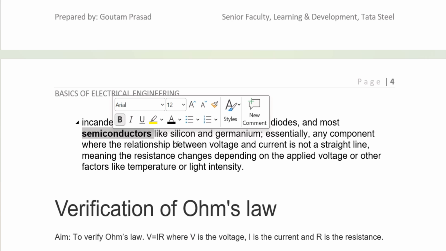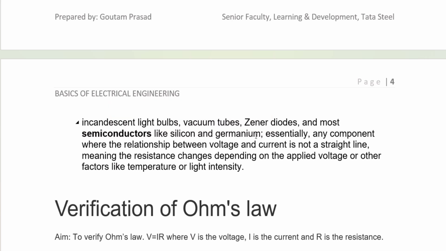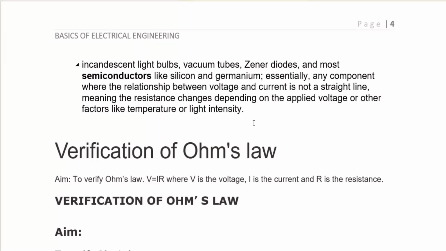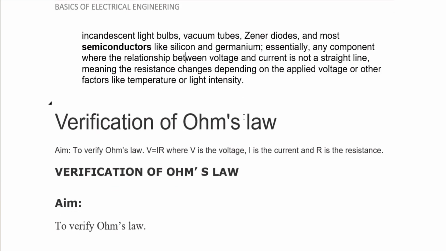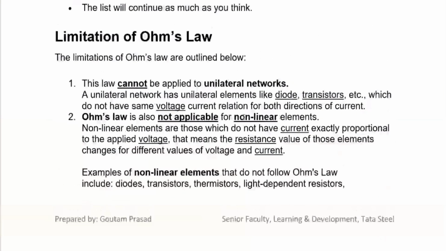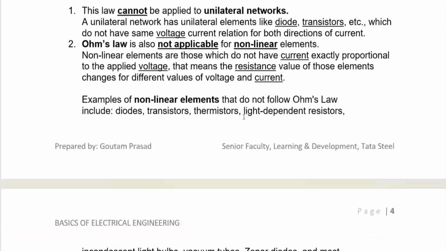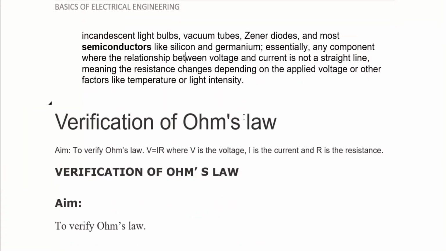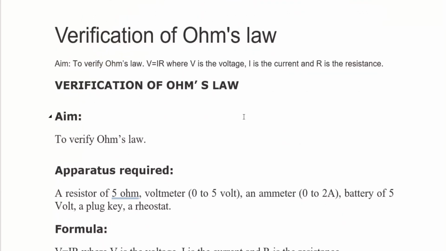semiconductors, which are also not obeying Ohm's law, like silicon, germanium. These are the materials which don't tend to obey Ohm's law. So essentially, any component where the relationship between voltage and current is not a straight line, meaning the resistance changes depending on the applied voltage or other factors like temperature or light intensity, there you don't have the use of Ohm's law. So this is counted in the limitations of Ohm's law.